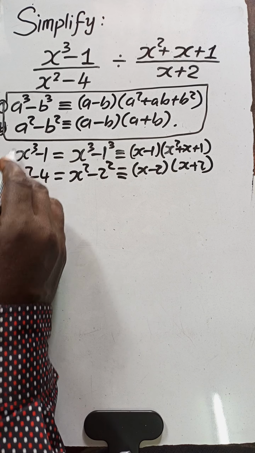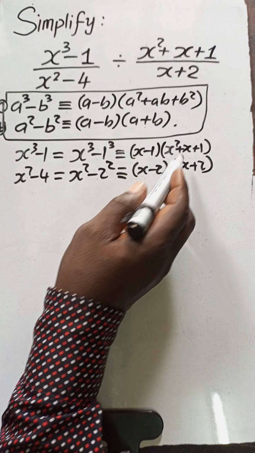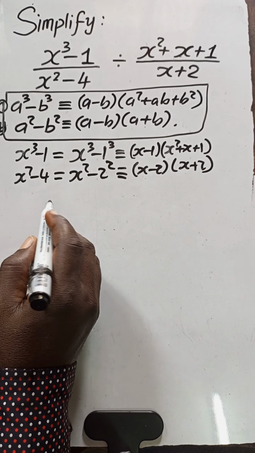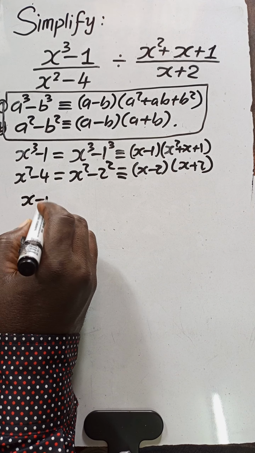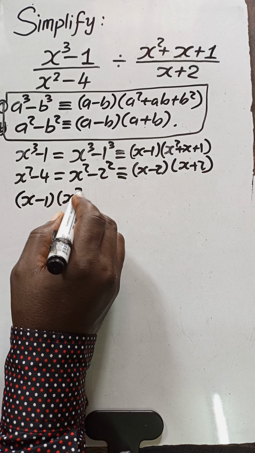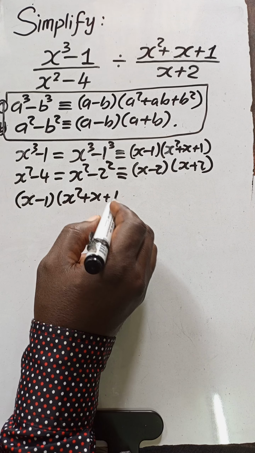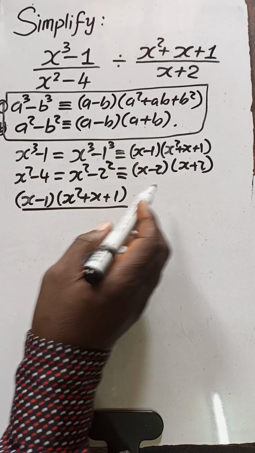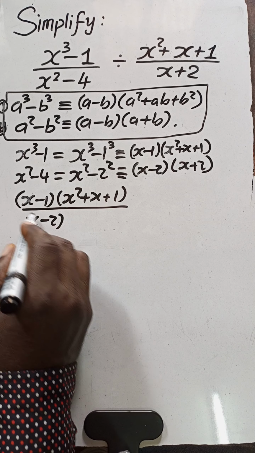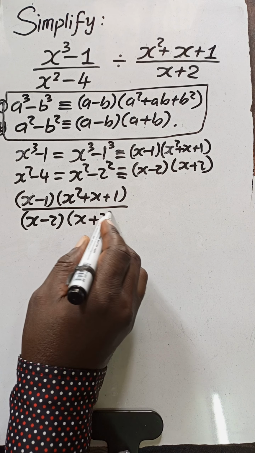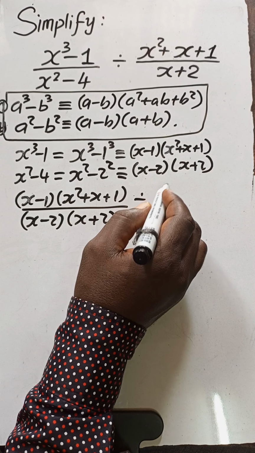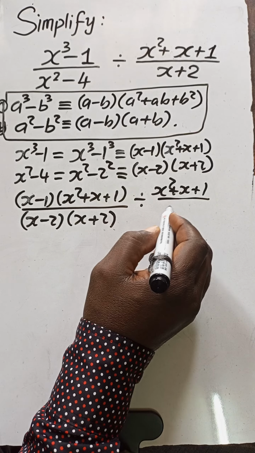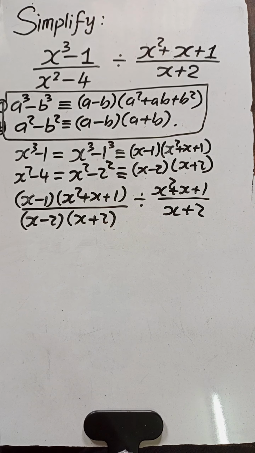Now, rewriting our rational expression using these identities, in the place of x cubed minus 1, we're going to have x minus 1 into x squared plus x plus 1, all of that divided by, in the place of x squared minus 4, we're going to have x minus 2 into x plus 2, divided by x squared plus x plus 1 all over x plus 2.